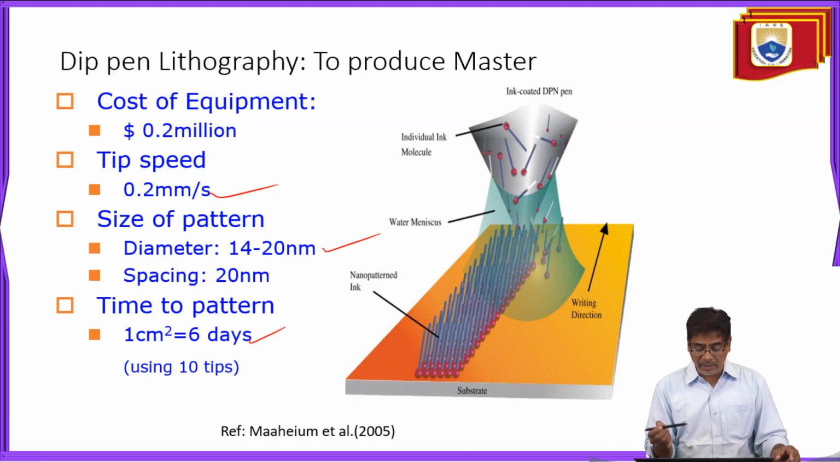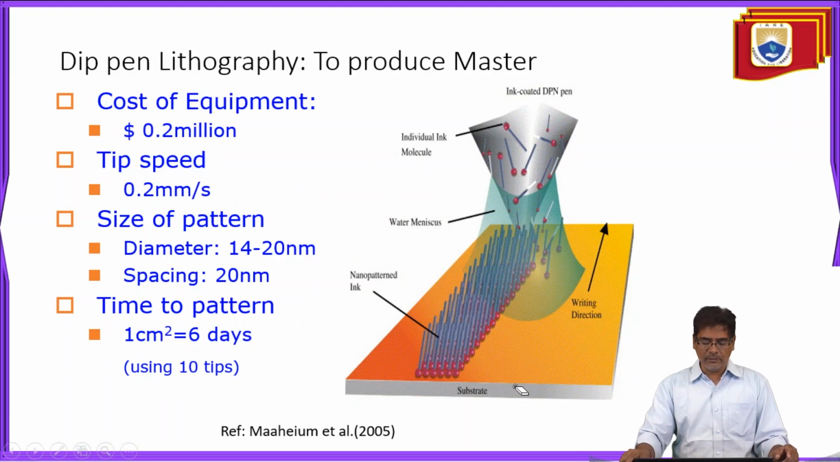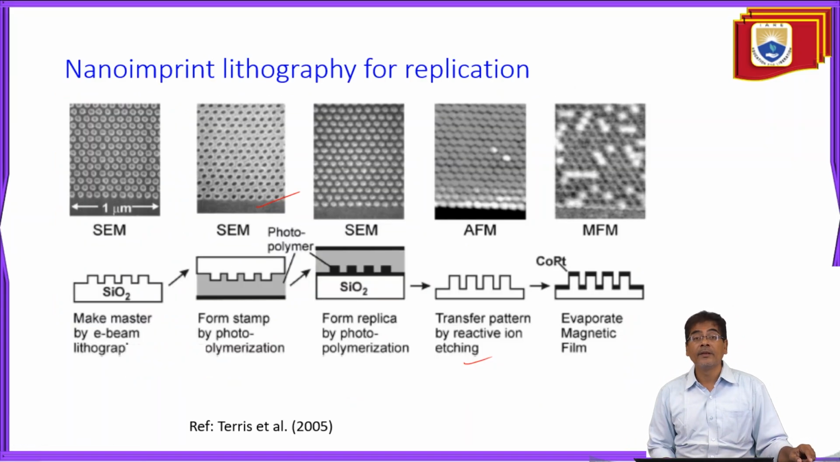You can see the spacing here, right? So this is the writing direction. And for nano patterning, the time taken to pattern one pattern is around 6 days. So that's why this becomes one of the disadvantages of using this type of lithography, right?